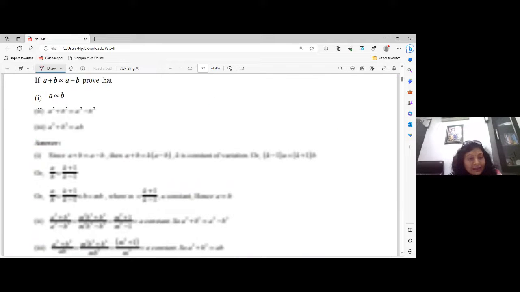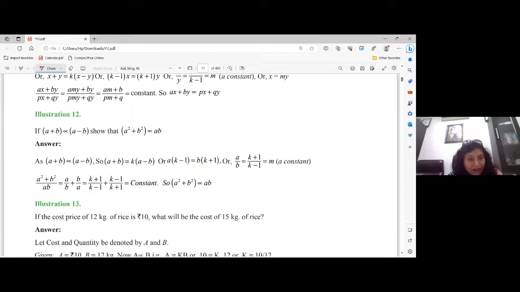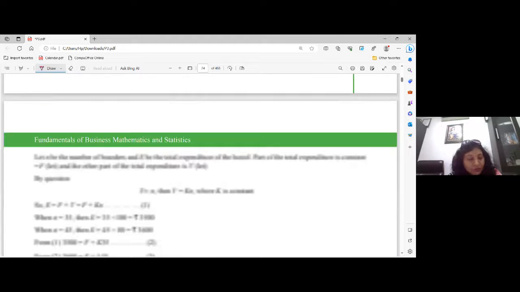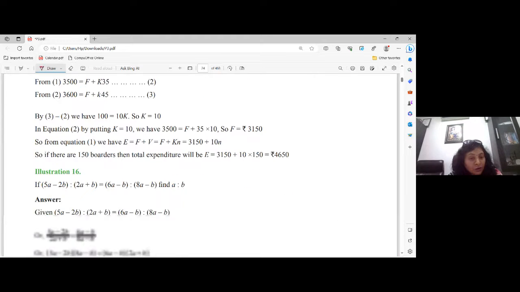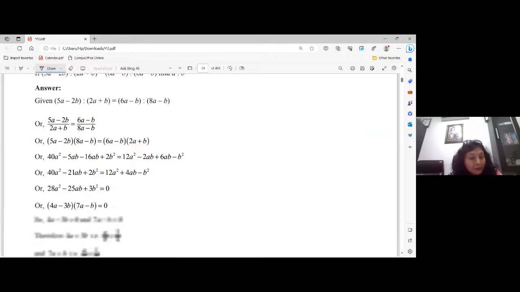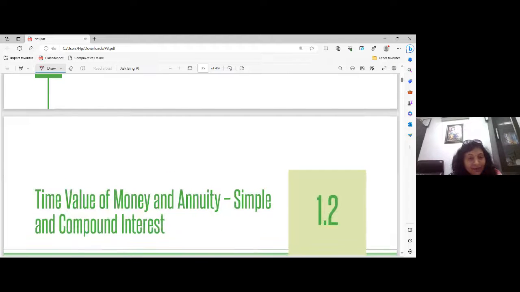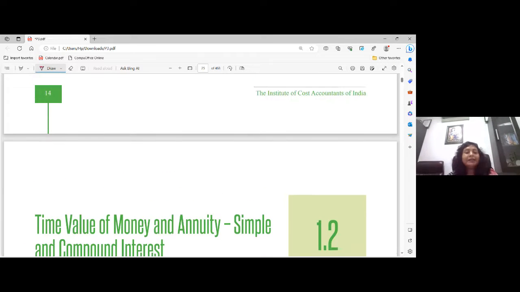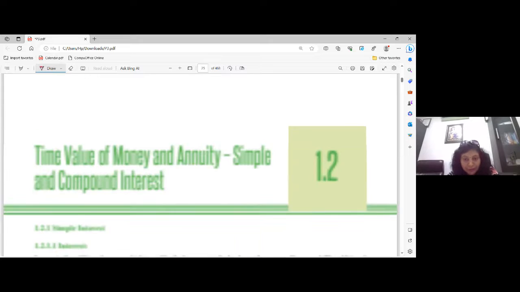So these are the ratios and proportions. We have to quickly solve all the questions. We have to thoroughly and quickly do all the concepts because we have very limited time. So that is basically ratios and proportion.